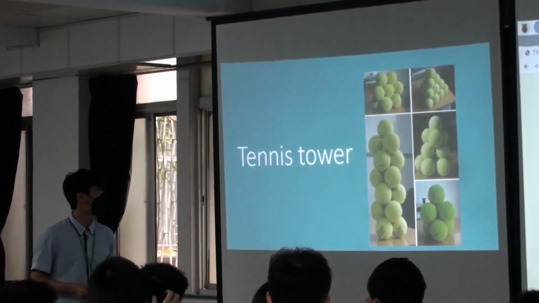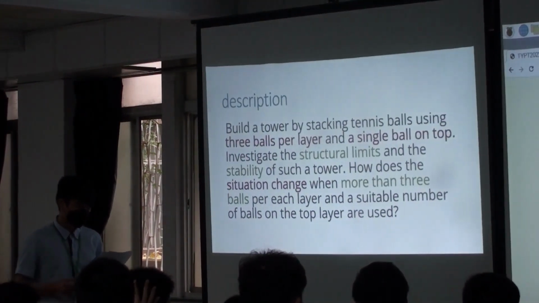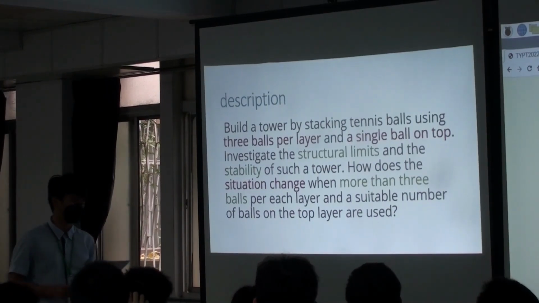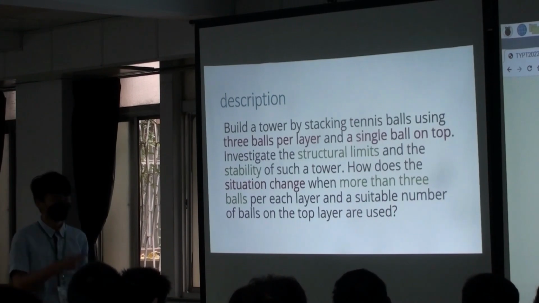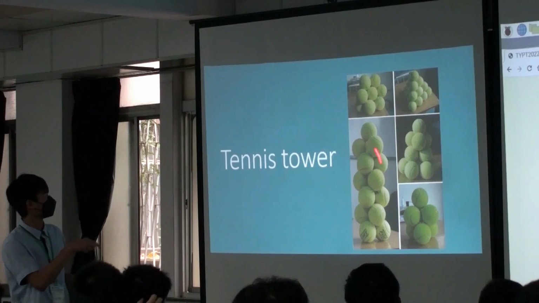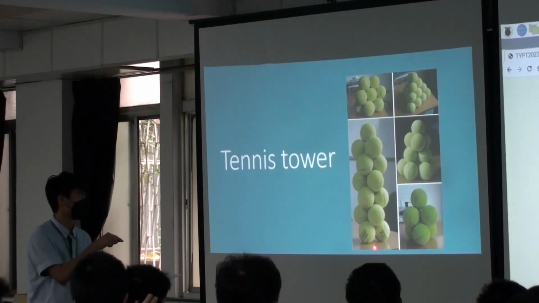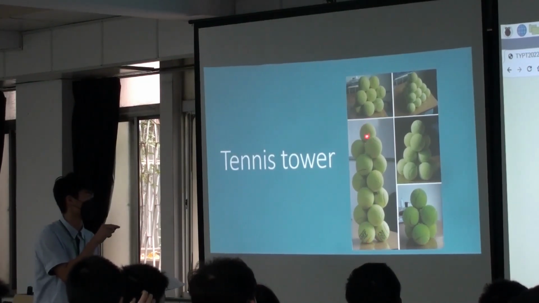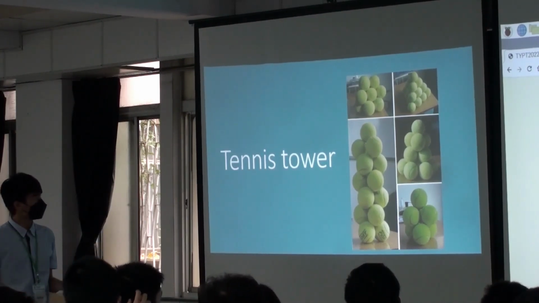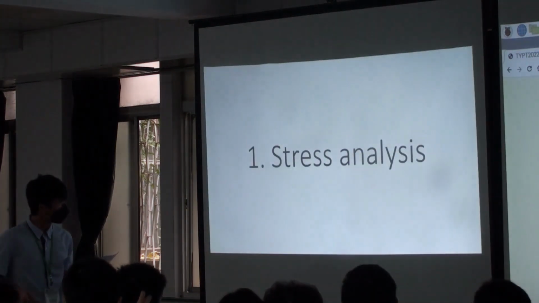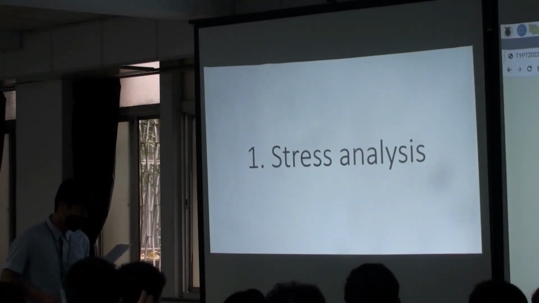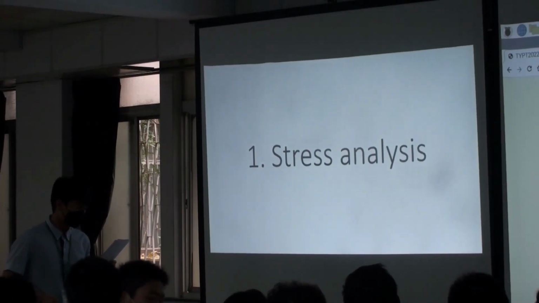Our project is number 6. This topic is mainly to explore the structural stress limits and the stability of a tower like this. Each layer is 3 balls and the top is 1. You need to put 1 ball on the top. Let's discuss in 2 parts. The first is the analysis of the balls.